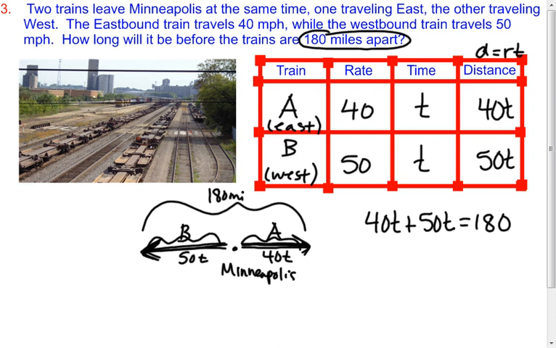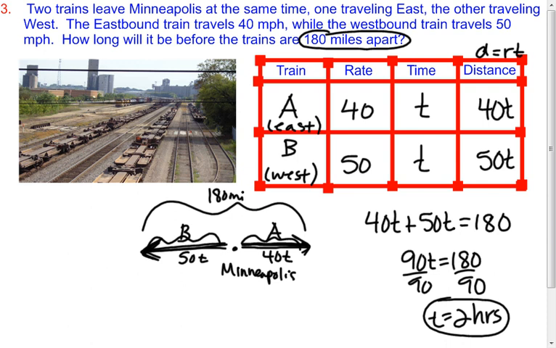So when I solve that equation, then I just have 90t equals 180, divide by 90, and t equals 2. And since our speed is miles per hour, and we're talking about time here, this would be 2 hours. So they're going to be on the track for 2 hours before they are 180 miles apart. Okay?